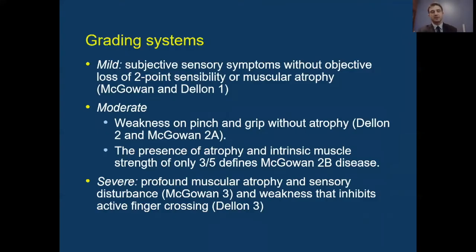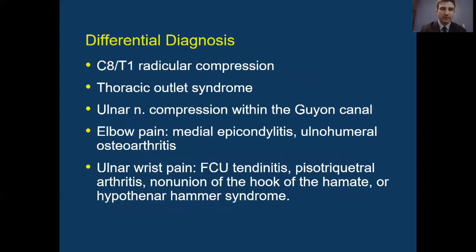So grading systems, as we discussed, we kind of focused on the mild and the severe. The mild will typically come with sensory disturbance, and the more severe will come with those exam findings we discussed, whether it's the Froment or the Wartenberg or the atrophy signs. And the ones in the middle are at the point where you're starting to notice weakness with pinch and some subtle atrophy that would lead you to diagnose the patient with a moderate type of cubital tunnel syndrome.